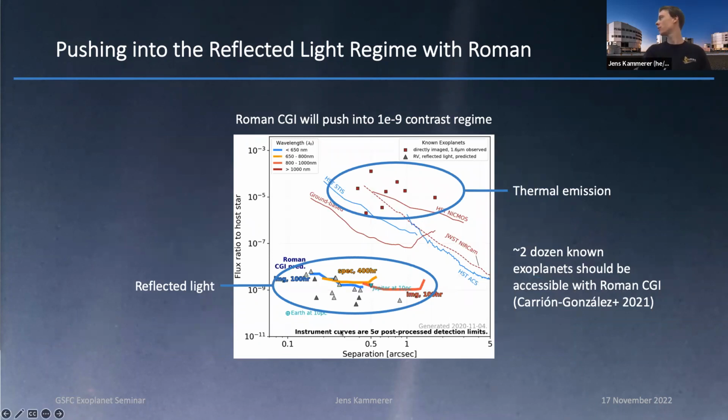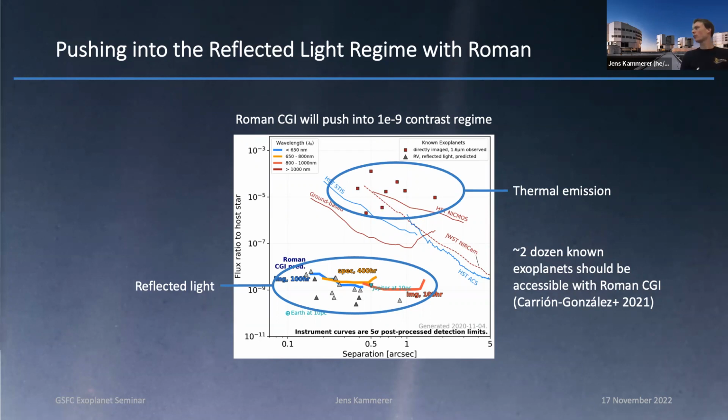So this plot again shows planet separation versus flux ratio to the host star, and shows a couple of known planets from RV surveys that Roman might be able to detect directly in reflected light. And for reference, it also shows what Jupiter would look like at a distance of 10 parsec, which is maybe something that is also doable with Roman.